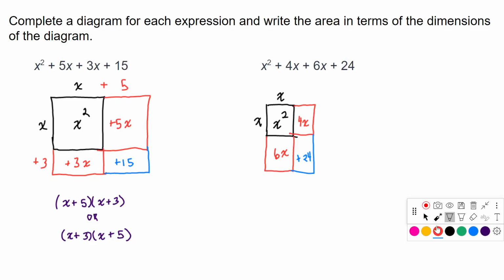So if I'm going to have an area of 4x, that means I had to increase one side of my square by 4. And if I'm going to have an area of 6x, that means I had to increase one side of my square by 6. And we can verify that 6 times 4 does give us the units that we were given. So we can write the representation as factors, or as the dimensions of our diagram, as x plus 6 times x plus 4.